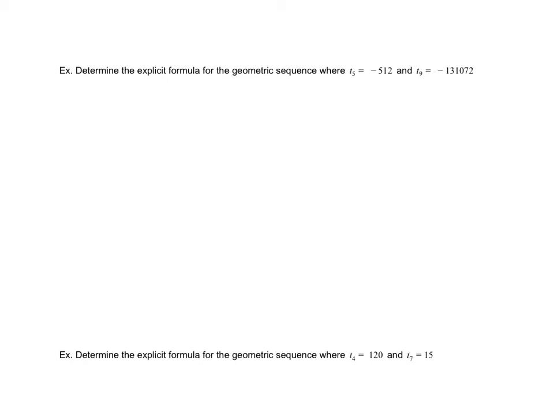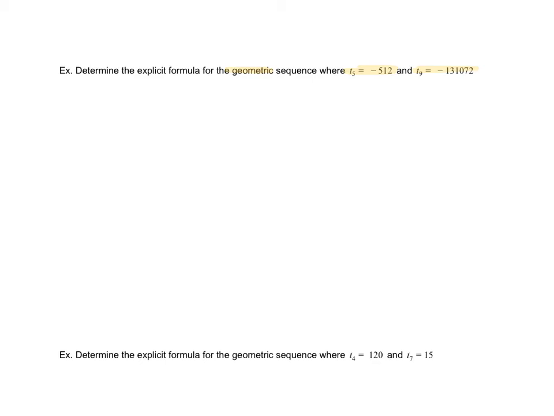We know it's a geometric sequence. The fifth number is negative 512 and the ninth number is negative 131,072. So we know this isn't linear, so we can't use our slope formula because it says geometric, so don't fall into that trap. The only thing I can really think of right now is to sub these numbers into the formula and see where that takes me.